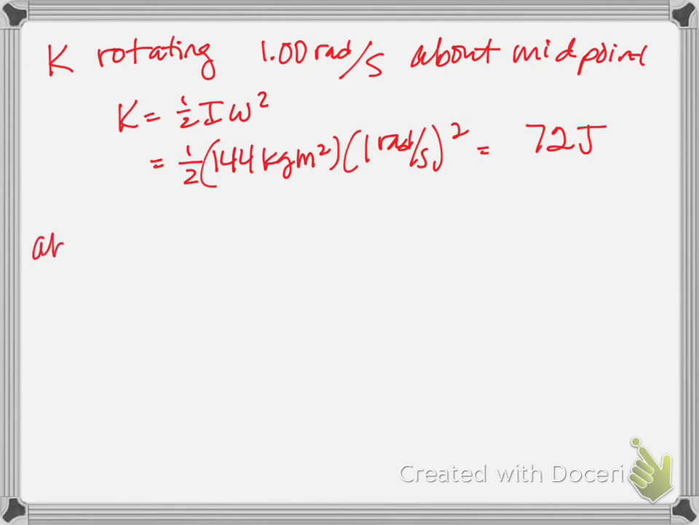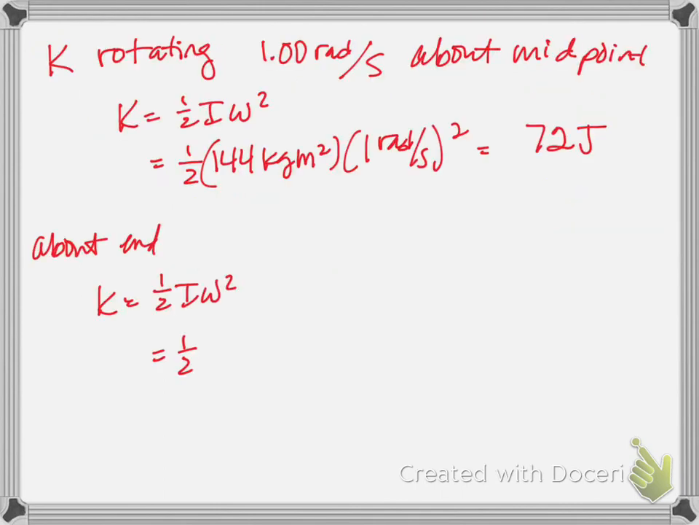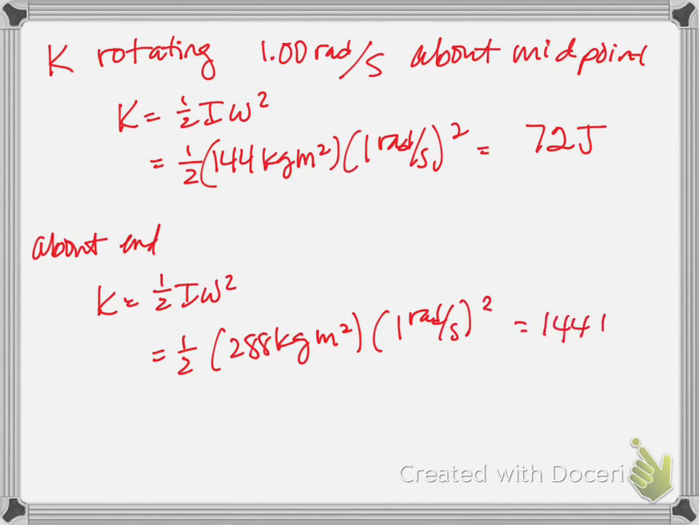What about rotating about the end? All right, so K equals 1/2 I omega squared. Our 1/2 is the same. Our moment of inertia around the end was 288 kilogram meter squared times 1 rad per second, quantity squared, gives us 144 joules.